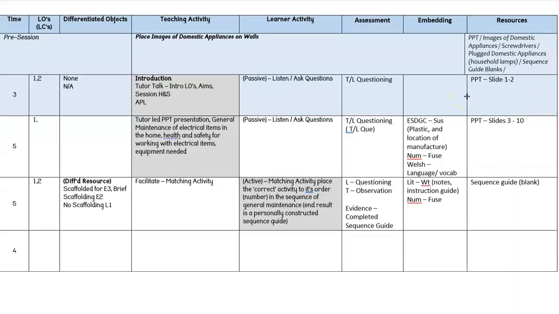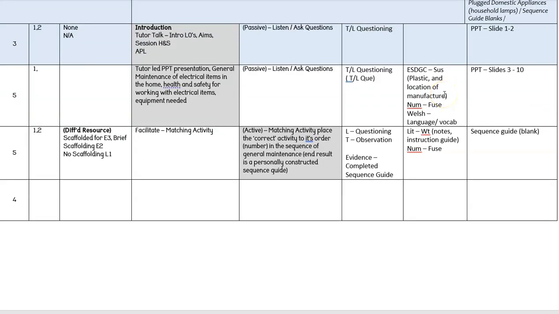Embedding or cross-cutting. So ideally, what we want to be doing in all delivery is embedding and cross-cutting literacy, numeracy, digital literacy, ESDGC, environmental, sustainable, developmental, global citizenship, and in Wales, Welsh language and Welsh culture. So you want to look at your session where you can embed that in, and ideally elements which show your participants how it matches to that particular topic.